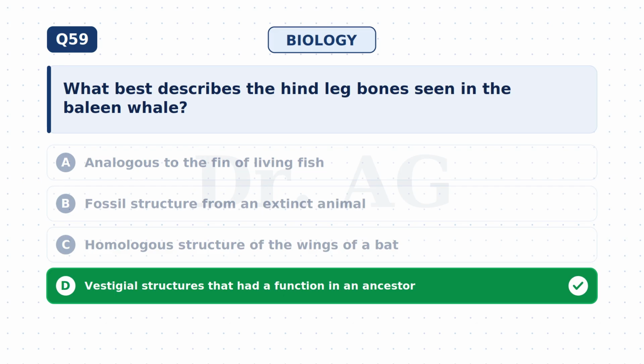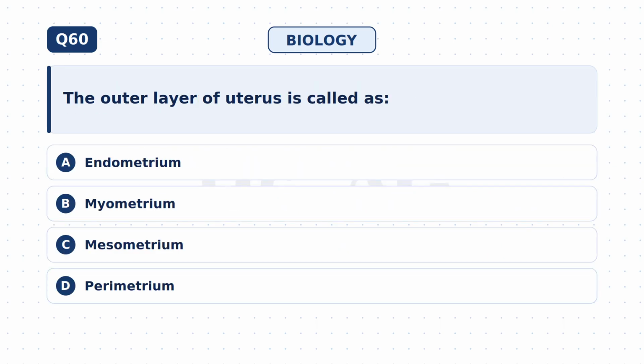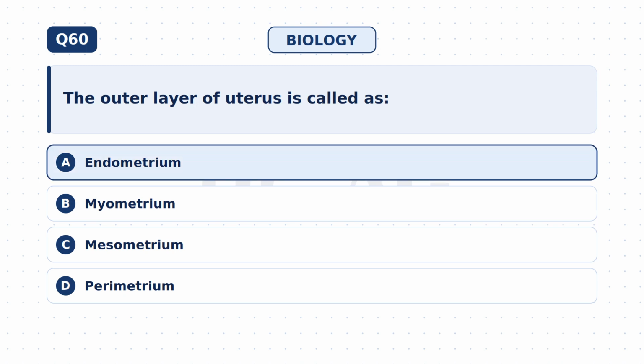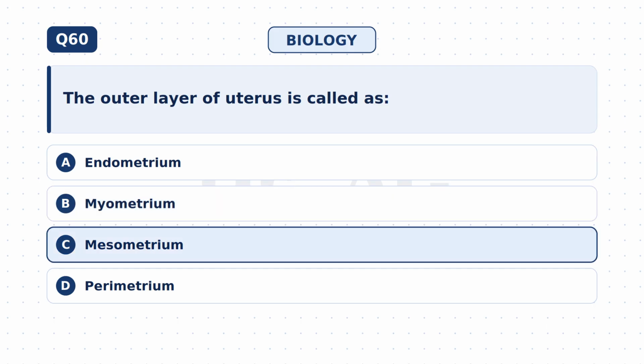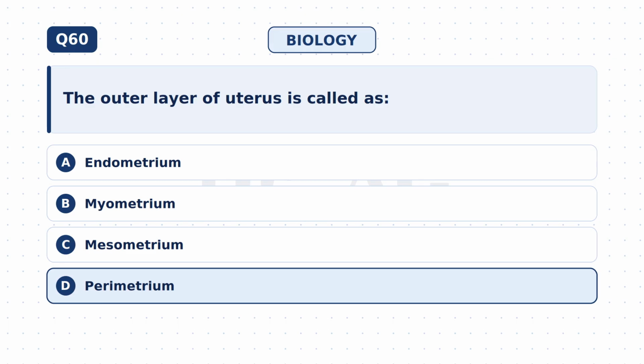The correct answer is D. Vestigial structures that had a function in an ancestor. Question 60. The outer layer of uterus is called as. Option A. Endometrium. Option B. Myometrium. Option C. Mesometrium. Option D. Perimetrium.